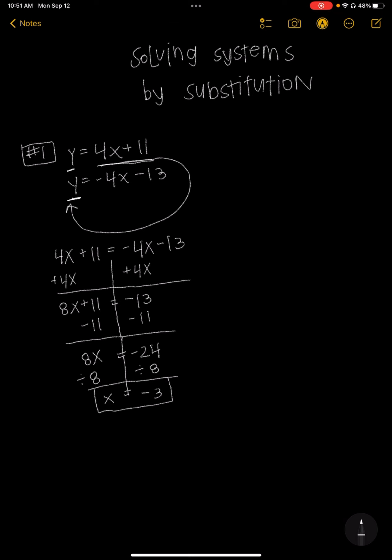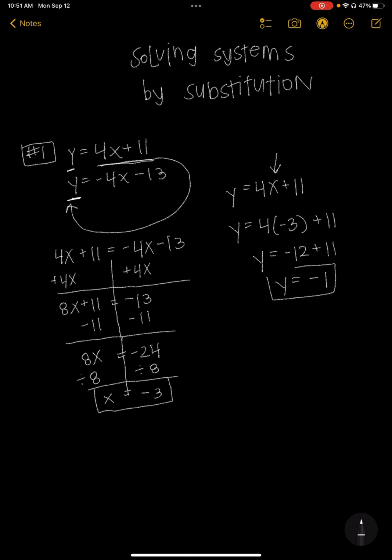So we know that x is equal to negative 3. Now I'm just going to take the top original equation, which is y equals 4x plus 11, and since I know that x is equal to negative 3, I can replace this x with negative 3. That means I can write y equals 4 times negative 3 plus 11. Now all I have to do is plug that into a calculator or solve it by hand. I end up with negative 12 plus 11, and then y equals negative 1.